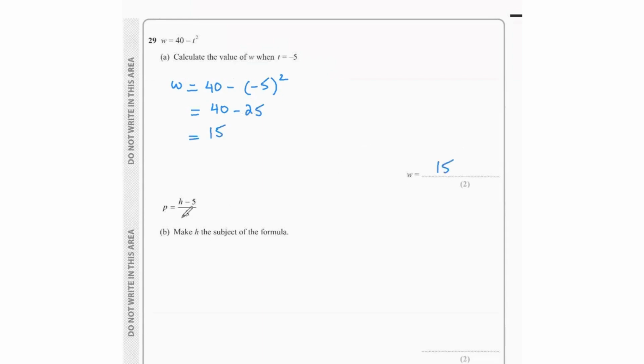Then it says p equals (h minus 5) over 3. Make h the subject of the formula. Cross multiply to get rid of the fraction. 3p equals h minus 5. Move 5 to the other side to isolate h. And that's your answer.